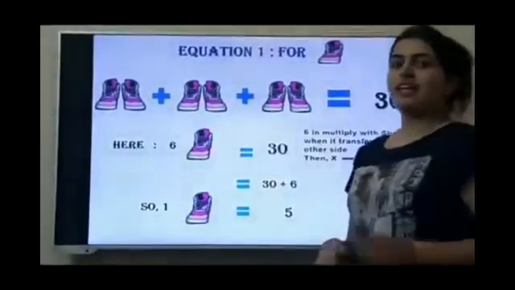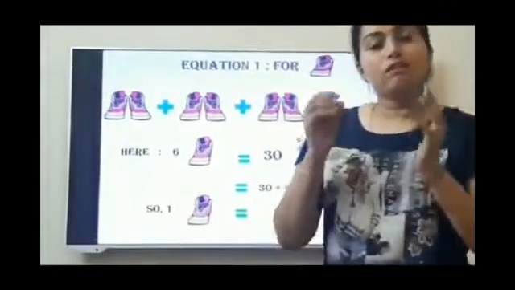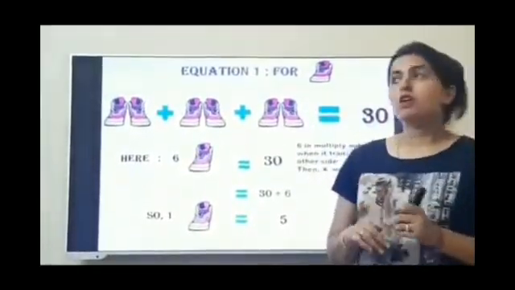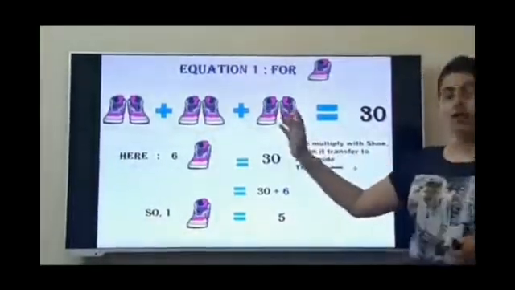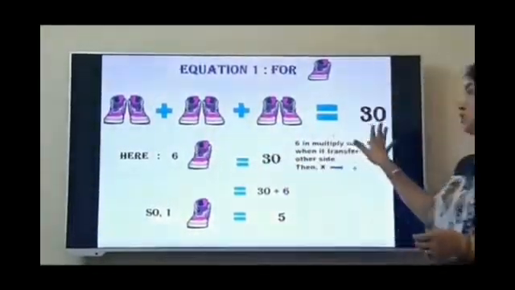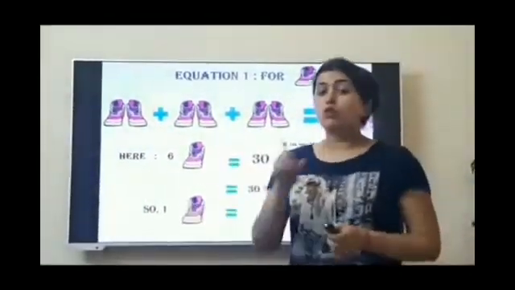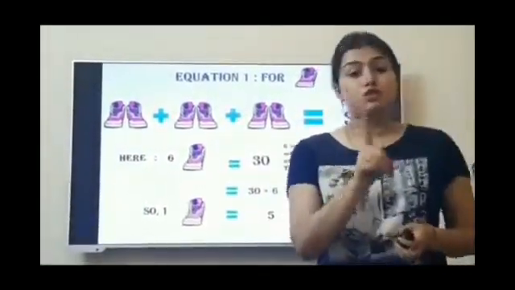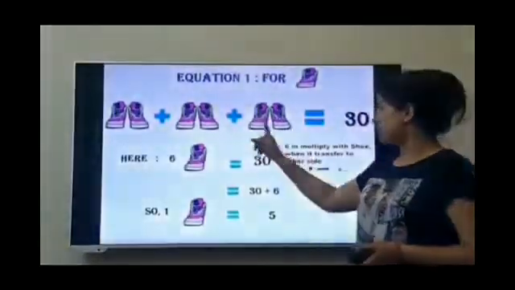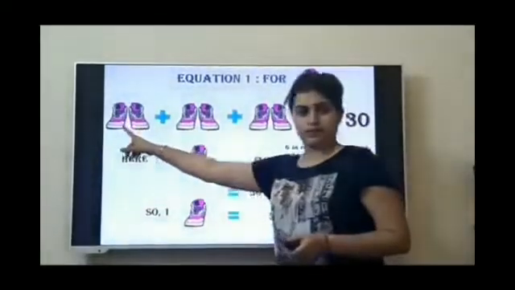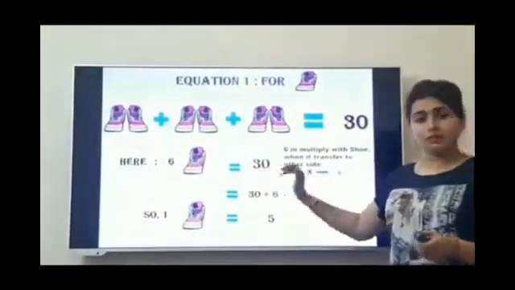So students, as I explained, we have to find out the value of the image. Now I have written the first equation: 3 pairs of shoes equals 30. So we have to find out only the value of one shoe. So students, here how many shoes are there? 1, 2, 3, 4, 5, 6. So 6 shoes equals 30.